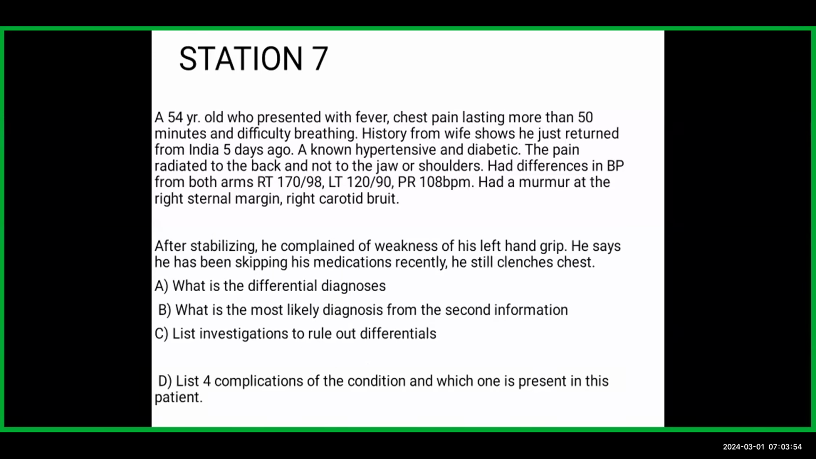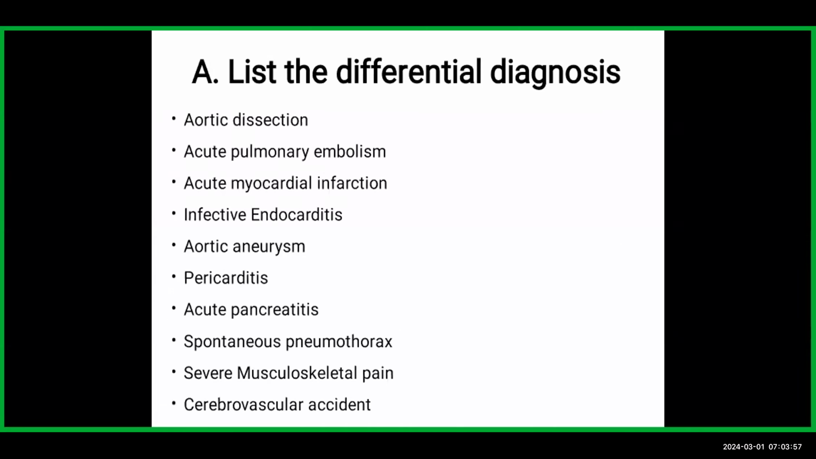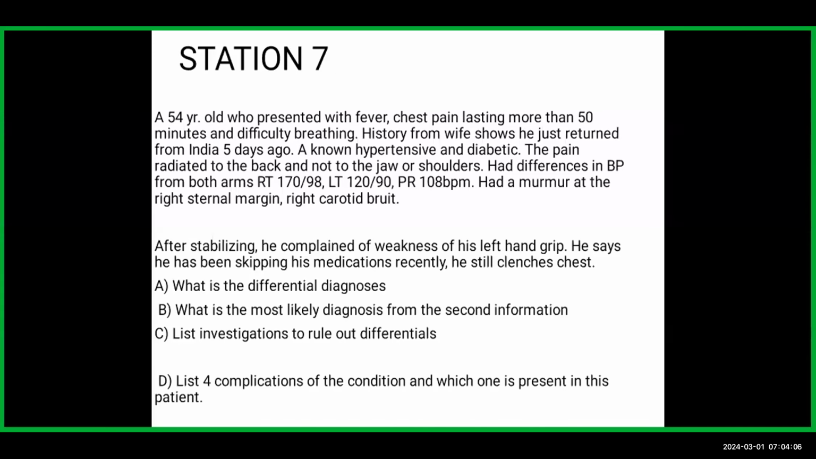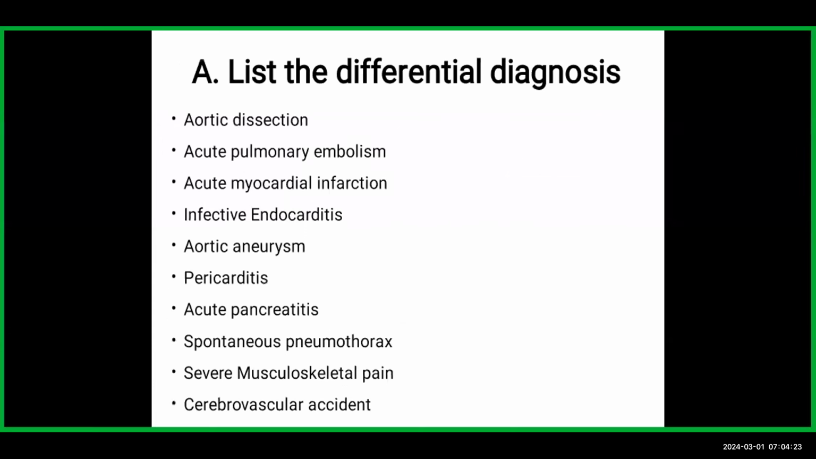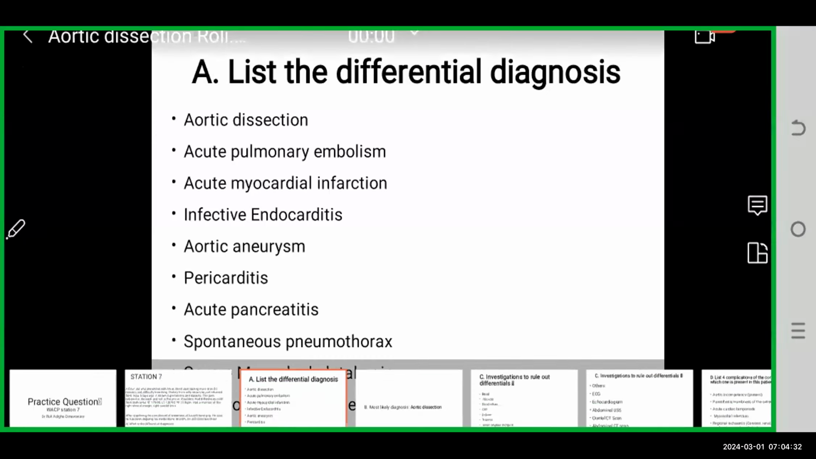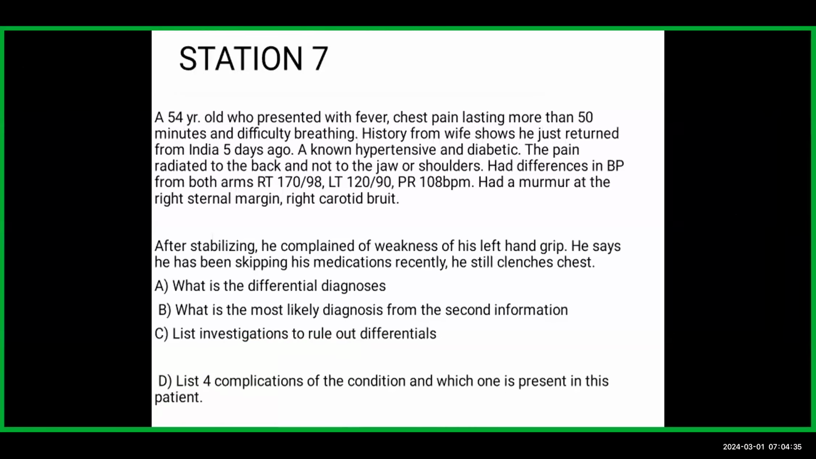That brings aortic dissection to the top of the list of differentials. Other differentials: we're thinking of sudden onset chest pain, so acute pulmonary embolism. This patient is having chest pain, and there's a history of travel. He just returned from India 5 days ago, so probably there was a flight that lasted some hours. I think that would suffice for bringing acute pulmonary embolism as a very likely differential: chest pain and a history of returning from a trip. Acute myocardial infarction: there's chest pain, though not radiating to the jaw or shoulders, but an atypical myocardial infarction can present in that same manner.